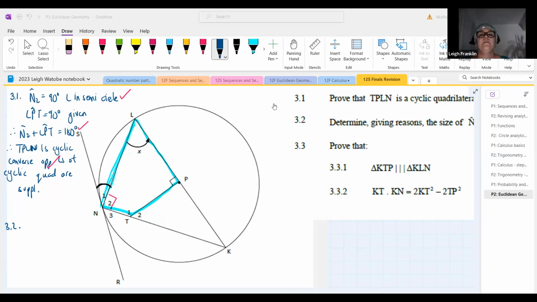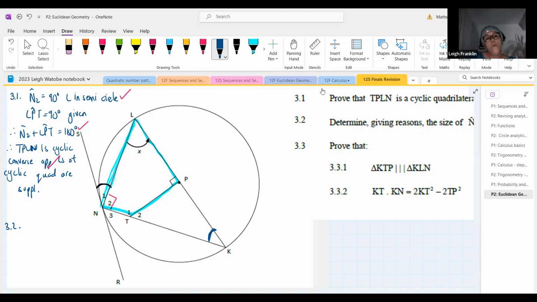Okay, Avio, that's cool. Can you tell me why you're saying that, Avio? All right, so let's see what N1 would be equal to. So we know that N1 is the angle between a tangent and the chord. So it would be equal to an angle in the alternate segment. So we can see that it's equal to K.